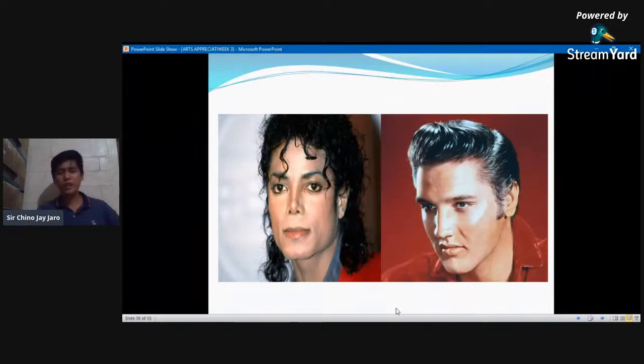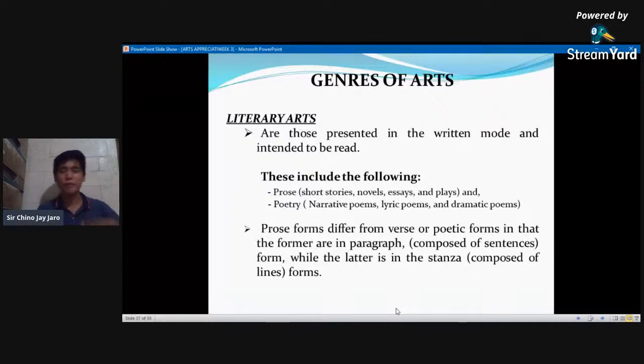Itong mga taong ito na nabanggit naman natin sa first session natin, hindi na natin kailangan ulitin. Kilala po sila sa audiovisual arts, mga performer, singer, and dancer pa, no? Talagang kilala, lalo na si Michael Jackson at si Elvis Presley. So marami pang iba, no? Hindi lang sila. So pwede kayong magbigay ng mga example na related sa audiovisual arts. Okay? Gary Valenciano, sino pa? Marami pang iba. Pwedeng si Bruno Mars, yung mga kapanahunan natin ngayon.